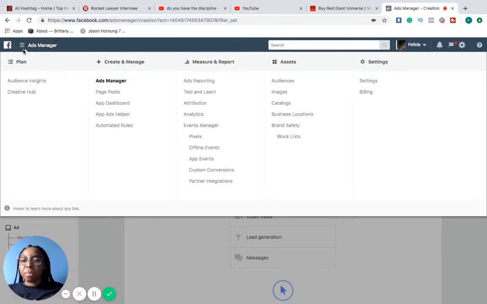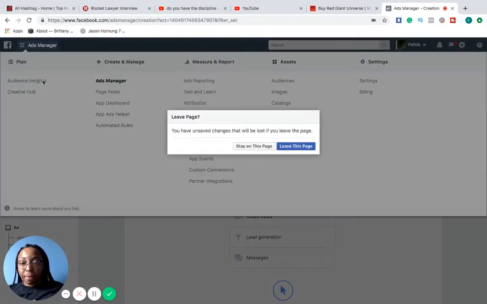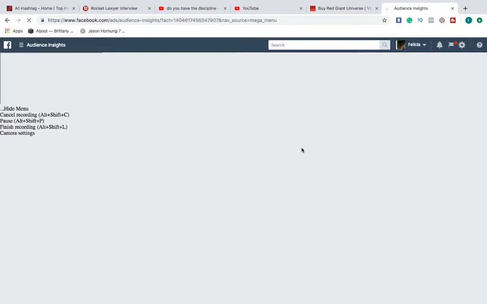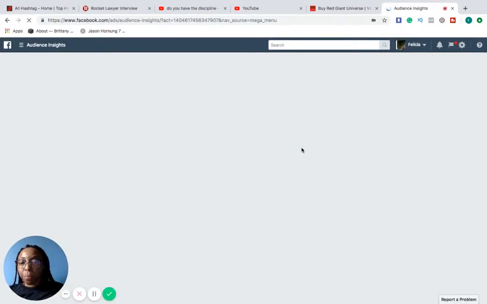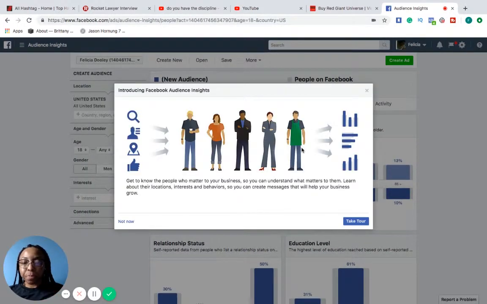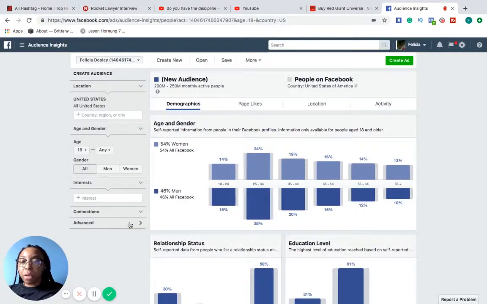So we're going to go to the ads manager and open it up, and we're going to go to audience insights. Yes, we're going to leave the page for a second of creating an ad, because our main focus is basically the target audience, the market research. And here, you can actually take a tour if you like, but for the purposes of this video, I might as well do the shortcut and just show you how. So today we're going to be talking about ClickFunnels and who would want a service like ClickFunnels.